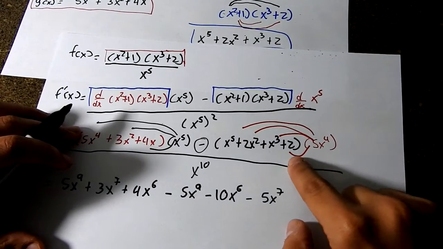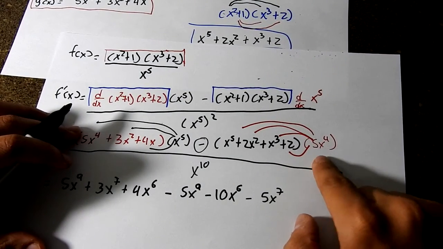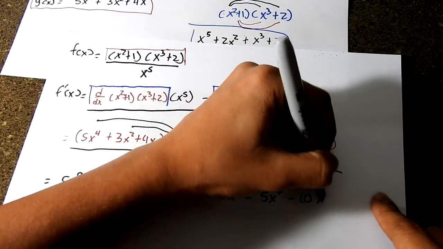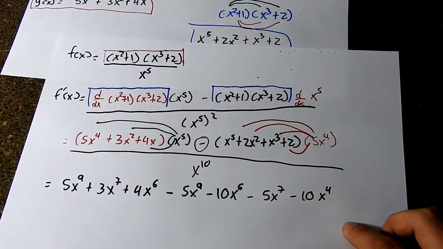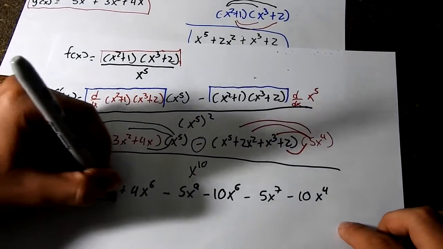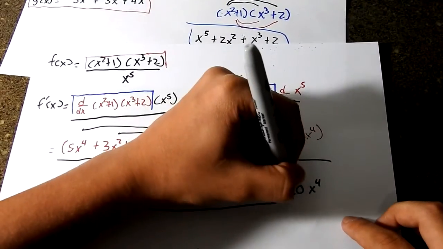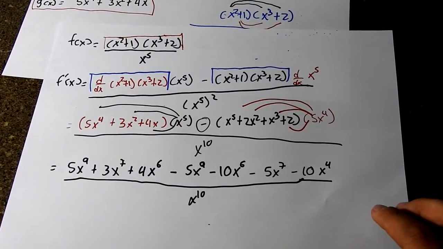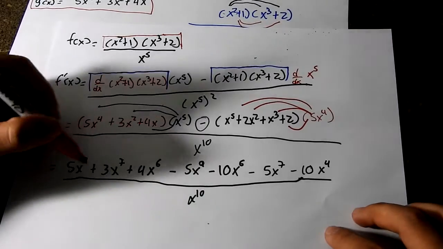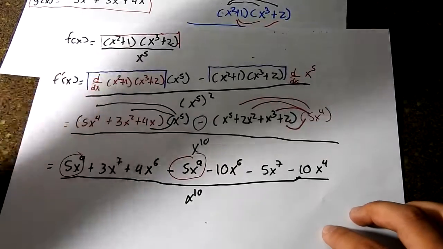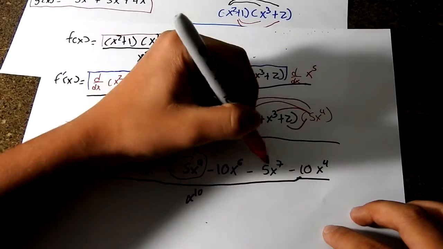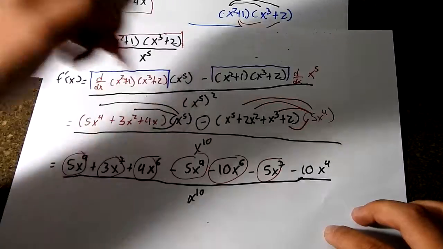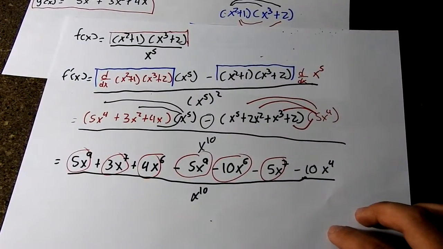And then we have 2 times 5x to the fourth. That's minus 10x to the fourth. And then all of this again over x to the 10th power. So now let's look for some like terms. We have one over here, one over here, one over here, one over here, and we have another one over here. So let's simplify.